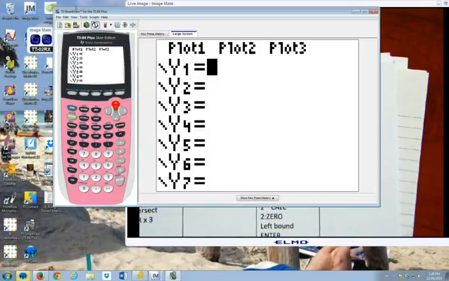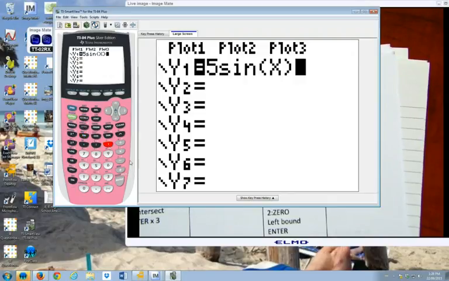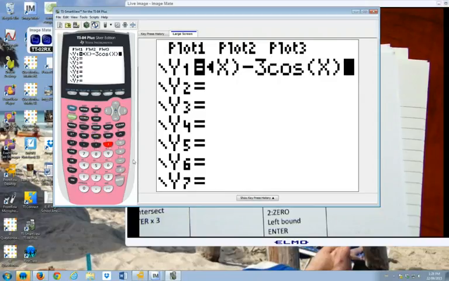And what I'm going to do is put that all into y1. So I'm not going to touch y2 this time. I'm going to put everything into y1. So 5 sine x minus 3 cos x plus 1.